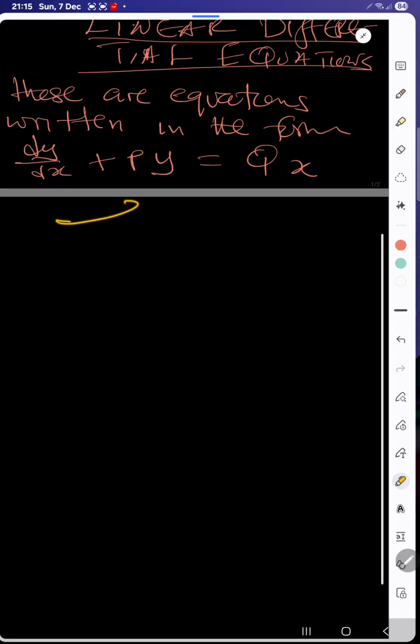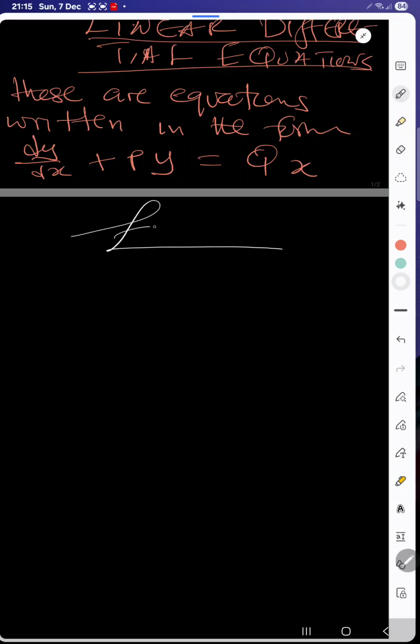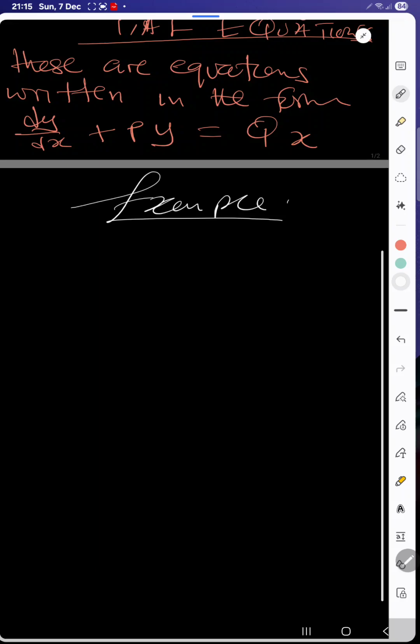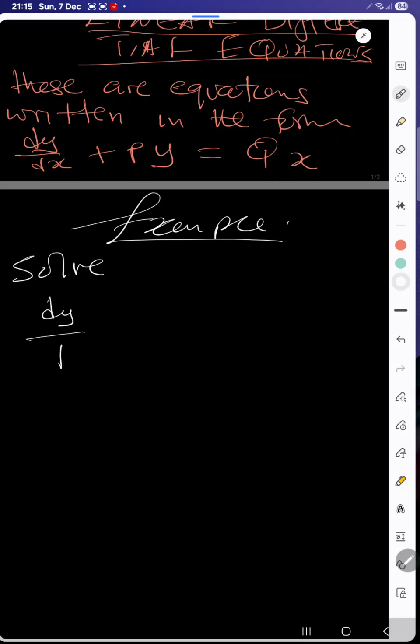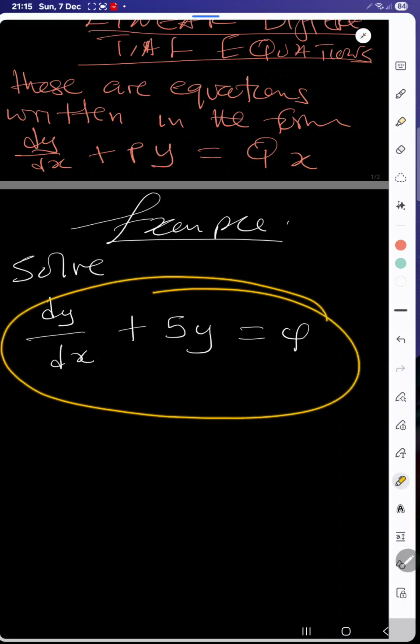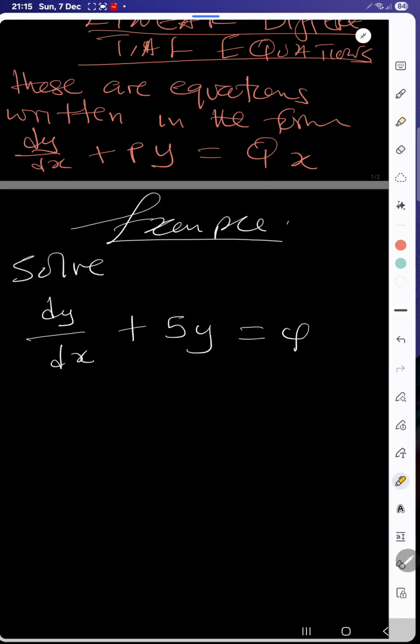Our example is this one here. Solve this linear differential equation: dy over dx plus 5y is equal to 4. For us to solve this equation, we need to know that it is a linear differential equation. Why is it linear? Because it has this dy dx, and it also has the 5y here.